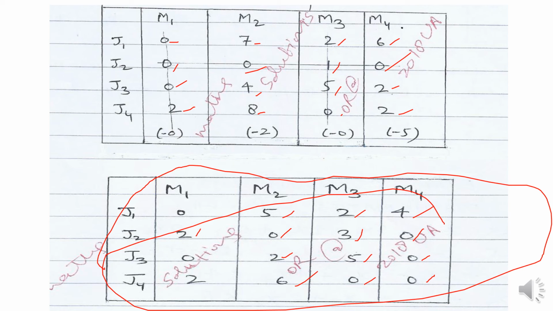This is the new table we got, and in this table we will cover our elements, and we will see whether we can get a feasible solution where we can assign the jobs to machines, and if they are equal and feasible, we will take the solution, otherwise we have to do some further calculations. So we see what happens.